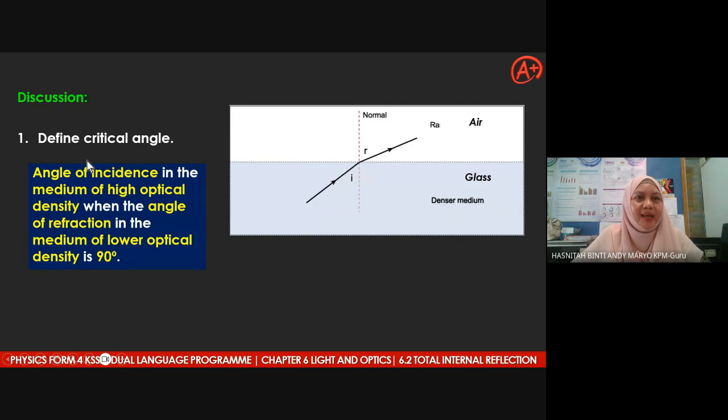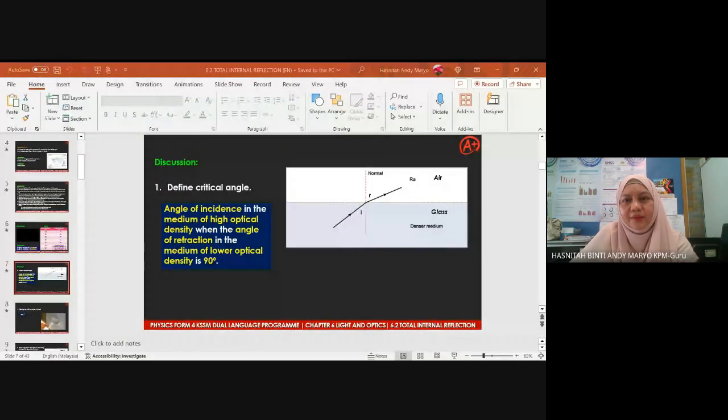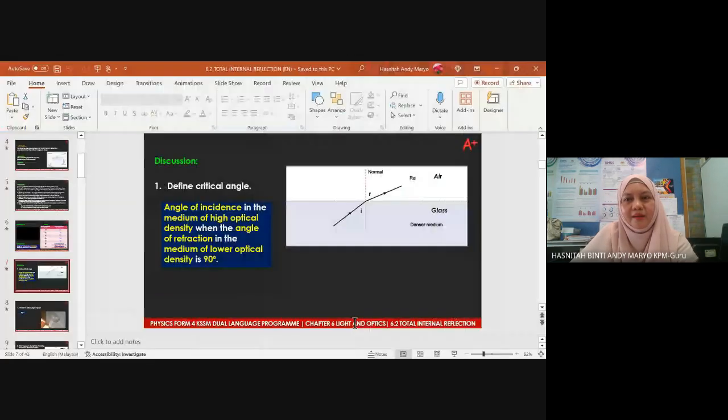So I repeat, what is critical angle? It is defined as the angle of incidence in the medium of high optical density when the angle of refraction in the medium of lower optical density is 90 degrees. I hope you are clear with the first definition for critical angle. Any questions so far? Anything you would like to ask?